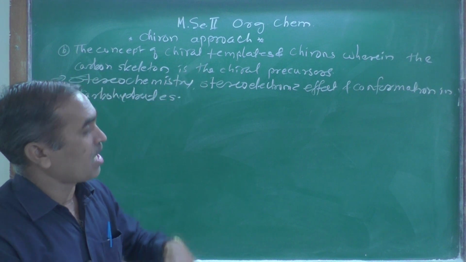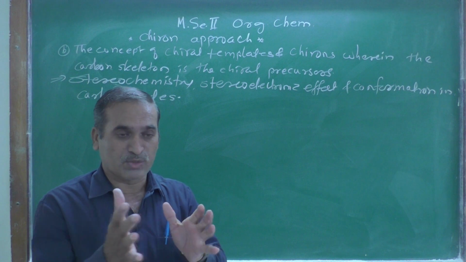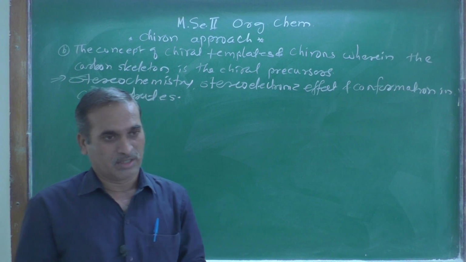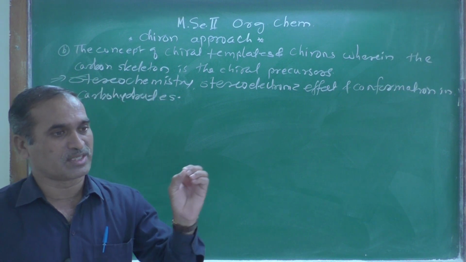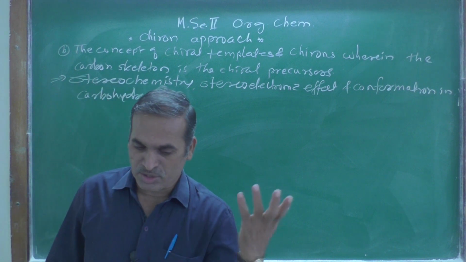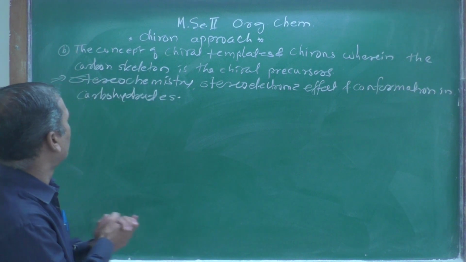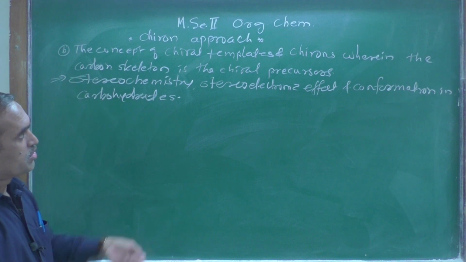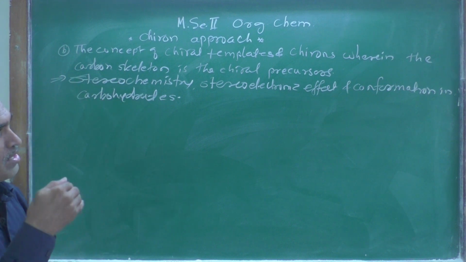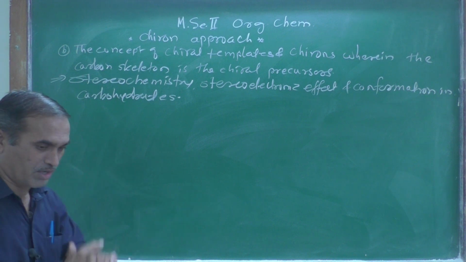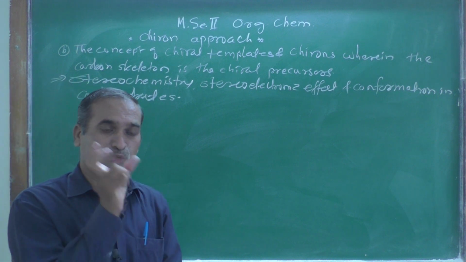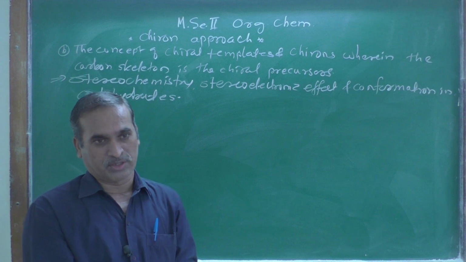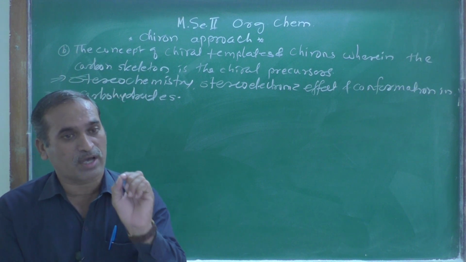As we know, the word chiron comes from two words, one is chiral and the second is synthon. So today we are going to learn stereochemistry, stereoelectronic effect and conformation in the carbohydrates, because here we are going to use the carbohydrate approach.